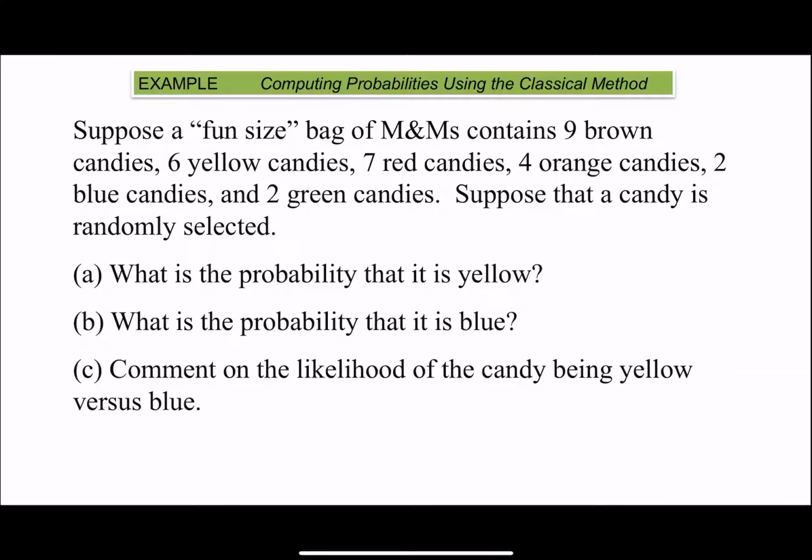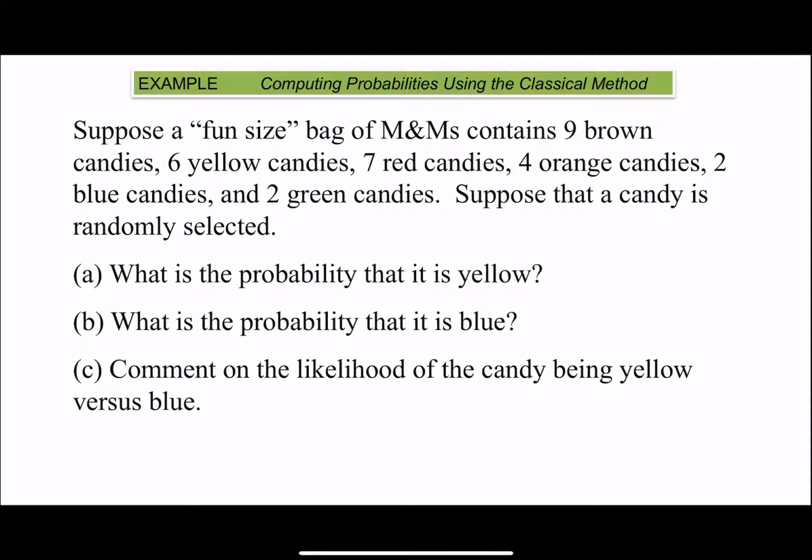Okay. So suppose we have a fun-sized bag of M&Ms. There are 9 brown, 6 yellow, 7 red, 4 orange, 2 blue, and 2 green candies. If I added all of those up, that's 30 candies. So there are 30 candies in this fun-sized bag of M&Ms. As I said earlier, every candy in the bag is equally likely to be drawn out if I pulled a candy out. So if I randomly selected a candy, what is the probability that it is yellow?